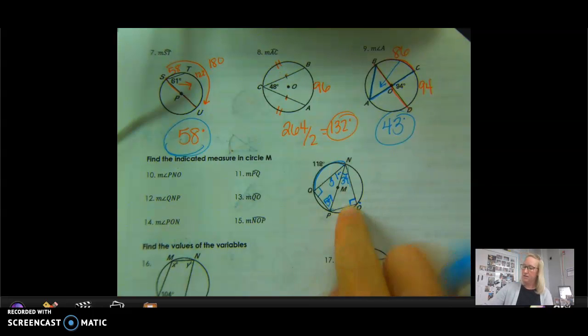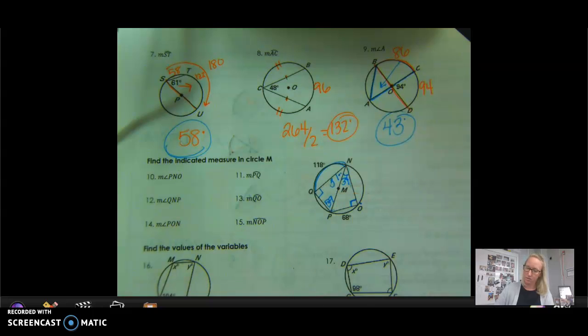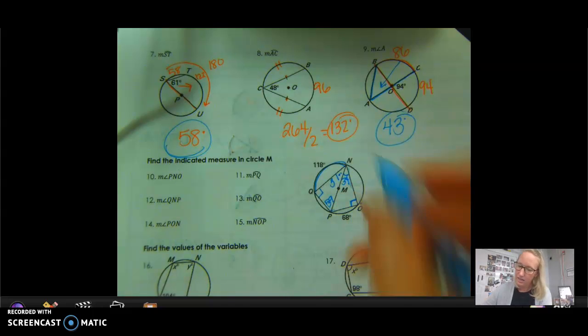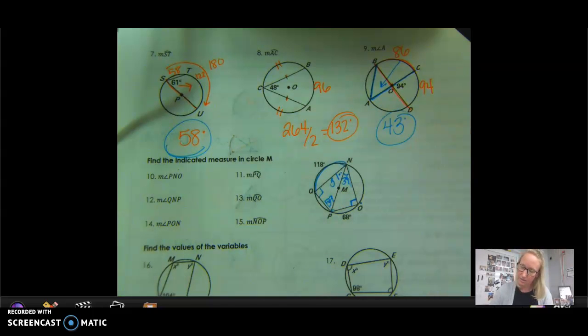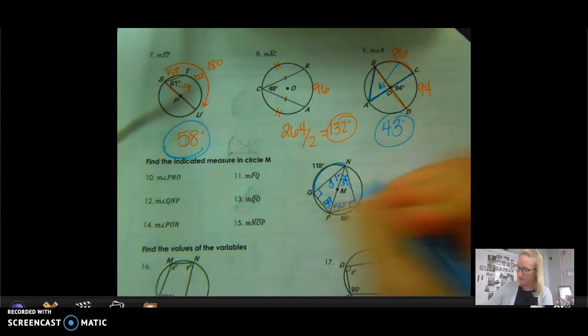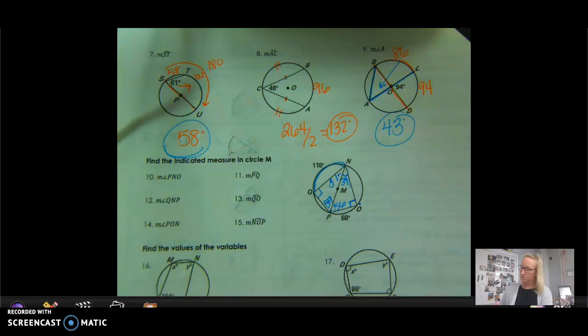Same idea over here. I'm going to do 180 for that triangle minus the 90 degrees minus the 34 up here. 180 minus 90 minus 34. And I get 56 degrees down here. So hopefully that'll answer most of them.